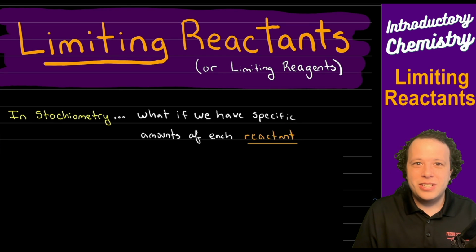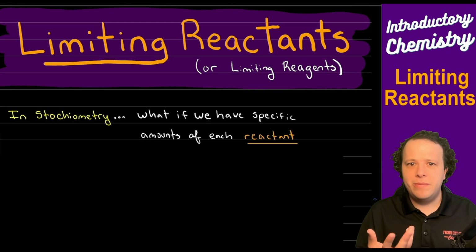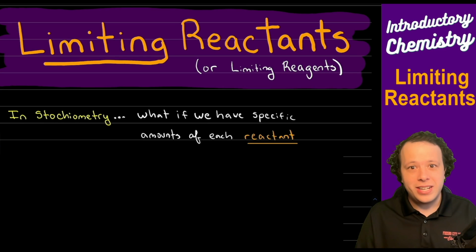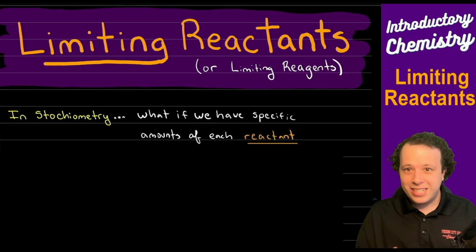Well, the whole idea is whenever you have specific amounts of each reactant, meaning that in your problem, all the starting ingredients have either grams or moles associated with them, and that they actually have defined values. So, why is that important? Well, if you have a chemical reaction, things can run out, and that's what this is all about: what's going to run out first.